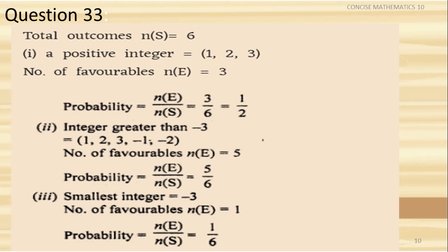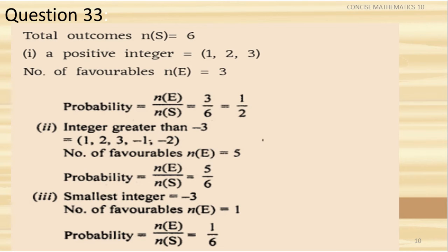First sub question. What is the probability of getting a positive integer? In 1, 2, 3, -1, -2, -3, which are the positive integers? They are 1, 2 and 3. Hence the number of favorable outcomes is equal to 3. Probability is 3 by 6. Its value is equal to 1 by 2.